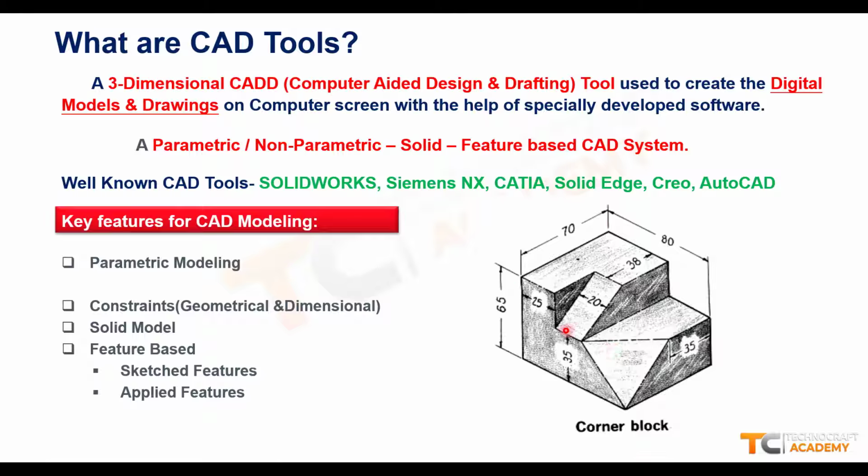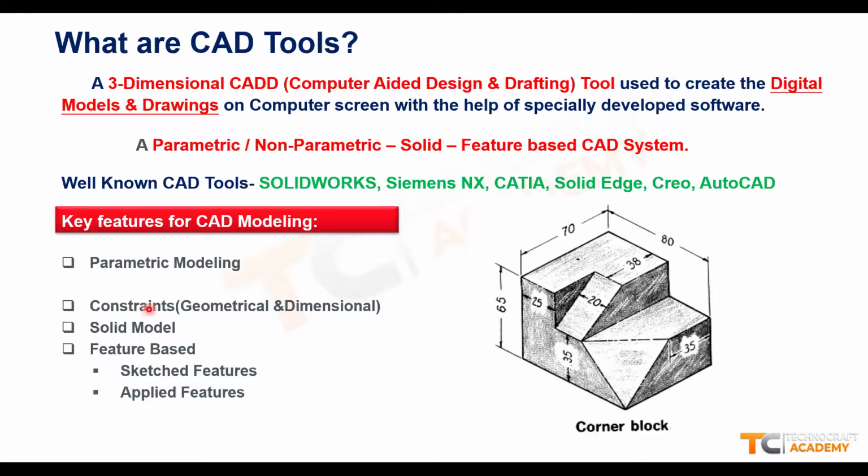So we can easily play with the dimensions and make changes whenever we want. Examples of parametric modeling tools are SolidWorks, NX, CATIA, Solid Edge, and CREO. When it comes to non-parametric, we have AutoCAD, because once you define the dimension in the 2D drafting, you cannot change it, you need to recreate it. That is non-parametric design.